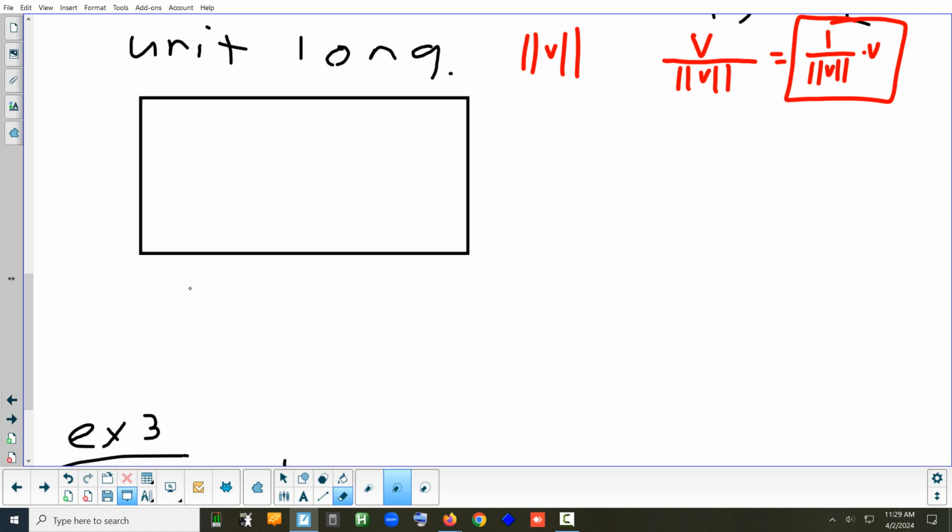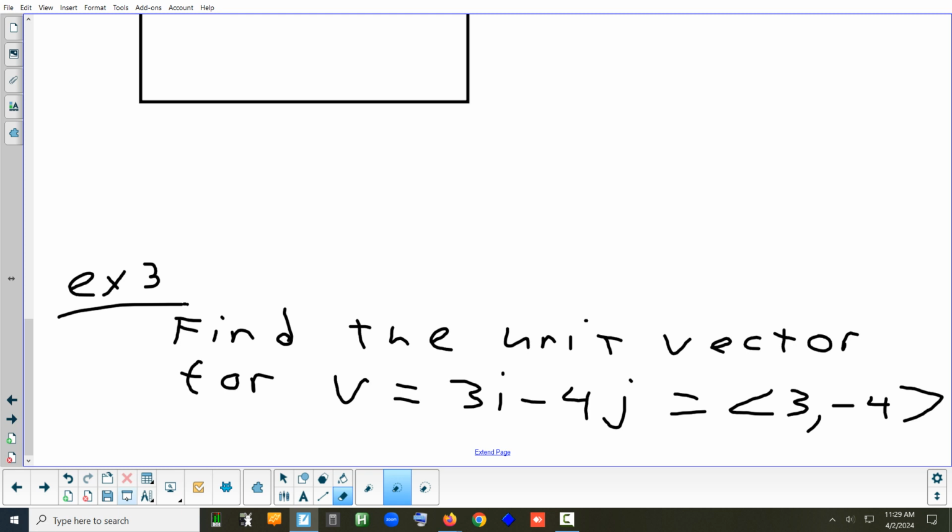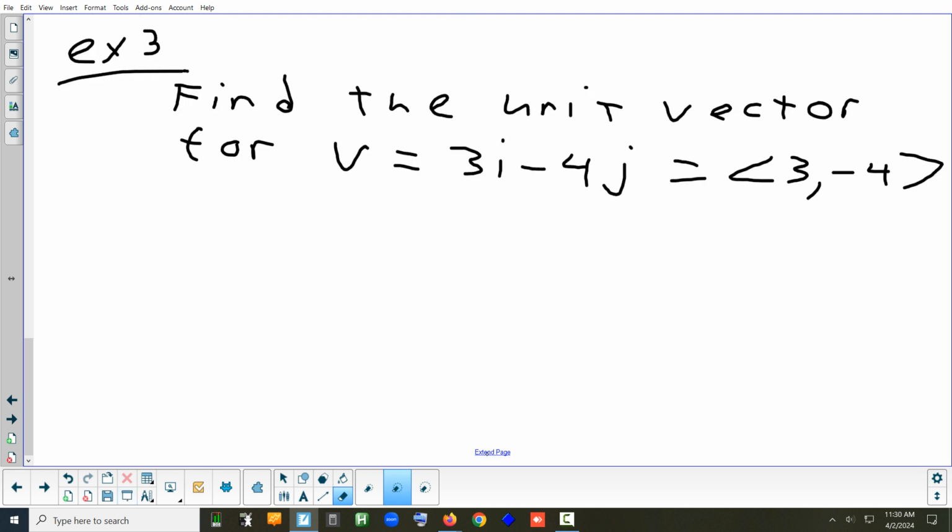So let's try using that formula to make a unit vector. Okay, so here's our vector: 3, negative 4. First thing you should do is figure out, did they already give you a unit vector? If they did, then you can just write down the same answer as what they gave you in the question.